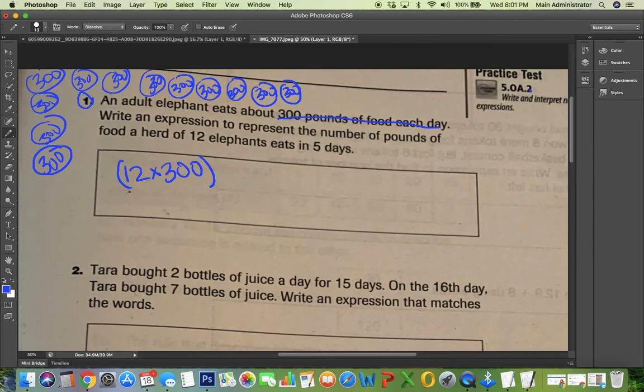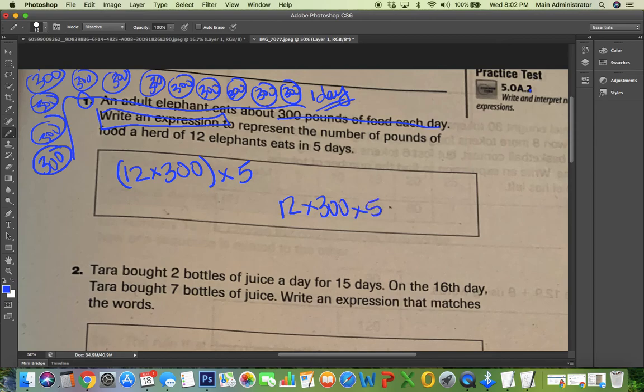So then, this right here represents 1 day. All of this is 1 day. So if I'm doing 5 days, I would need to multiply this by 5. And because this is multiplication, the associative property tells me I can multiply it any way I want to. So I would probably do 300 times 5 first, because that's a little bit easier. But it did just ask me to write an expression, not to solve. So 12 times 300 times 5 is my expression.